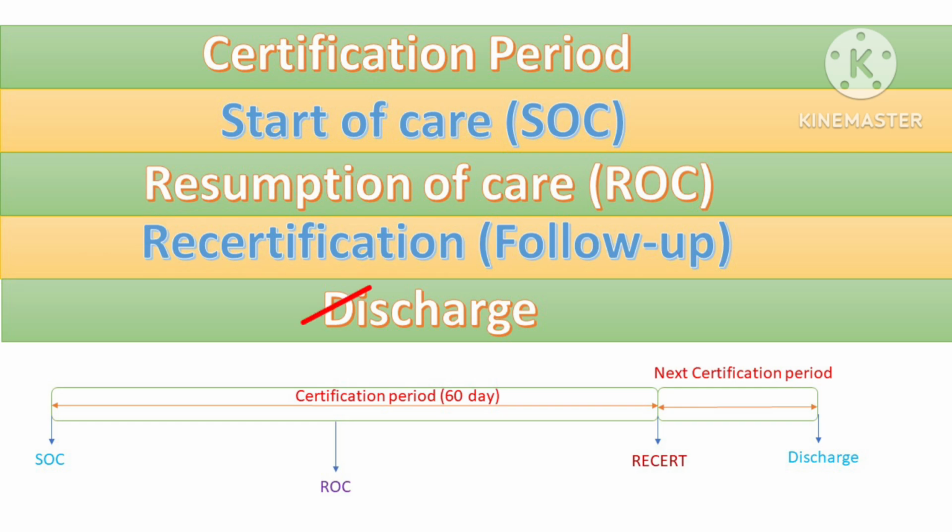The last one is discharge. It is nothing but the formal end of the home health episode, where services are no longer needed or the patient is transferred to another facility or provider. It requires an OASIS discharge assessment, and no diagnosis coding is included in the discharge OASIS, but it reflects patient functional outcome.